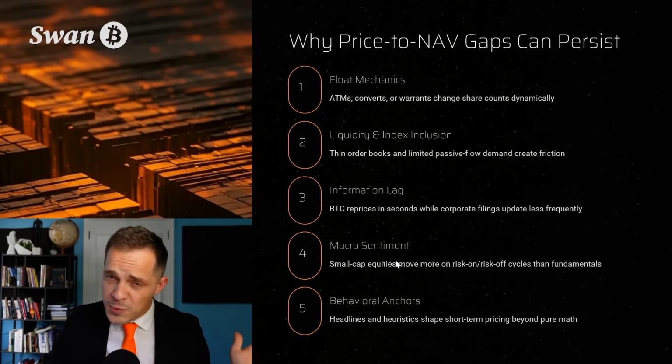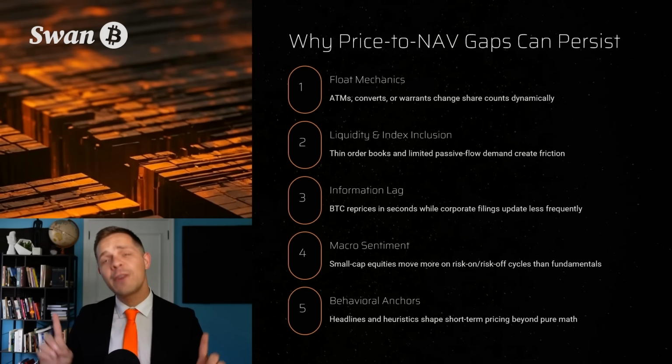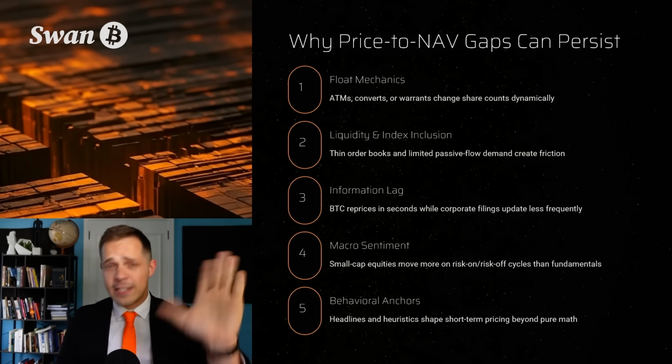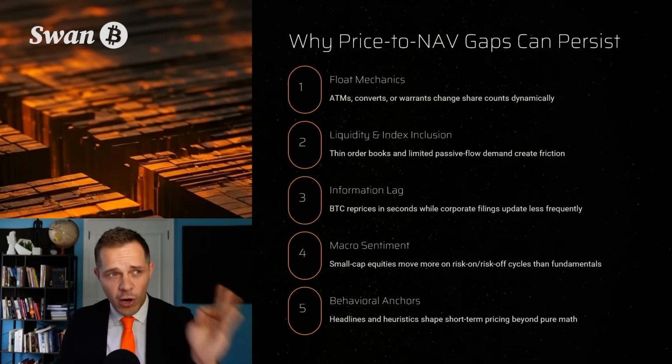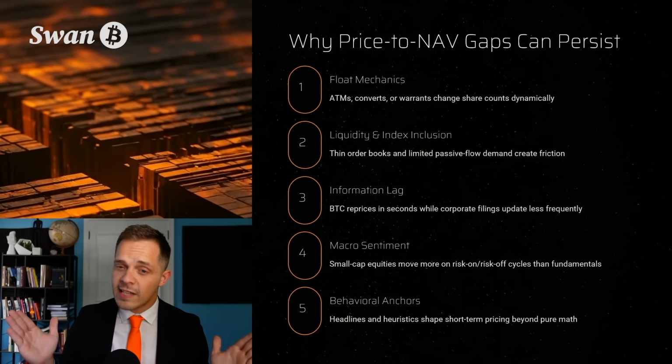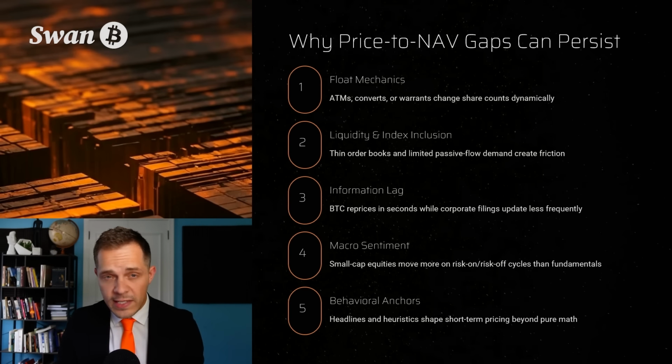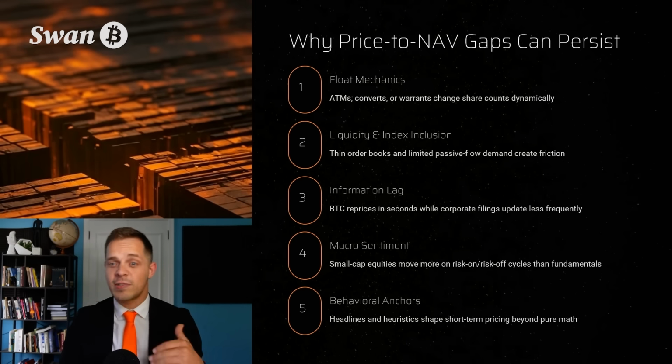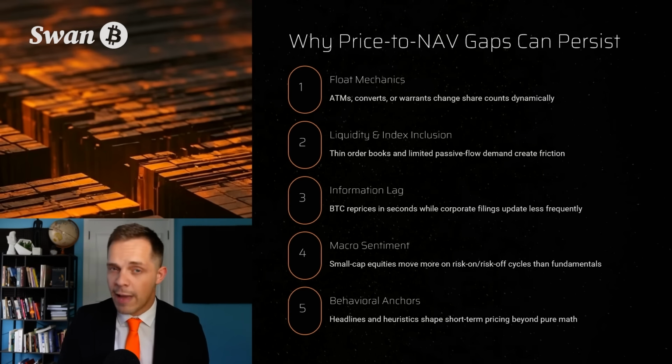And then number 4 is one we're all familiar with right now, macro sentiment. Risk on and risk off waves hit small equities harder than Bitcoin itself. In a broad sell-off, even companies loaded with BTC can trade at steeper gaps simply because fund managers are downsizing anything that looks like a small cap position. And then we do have behavioral anchors.